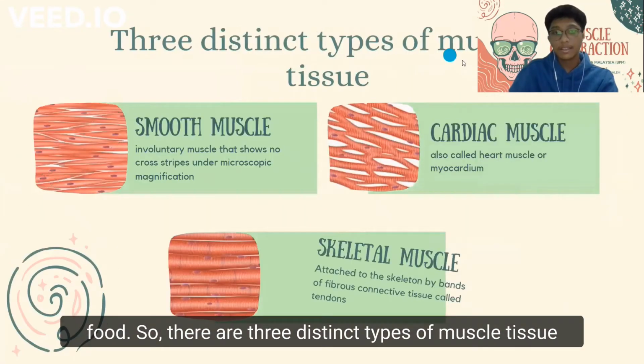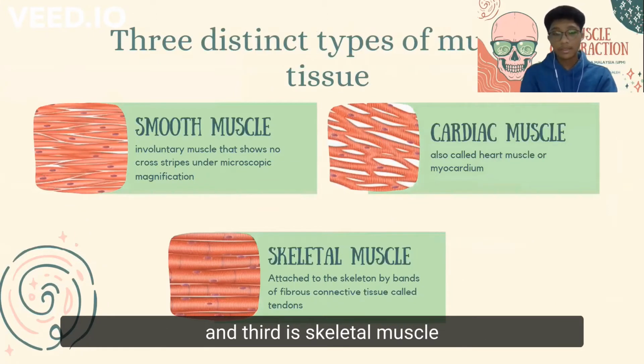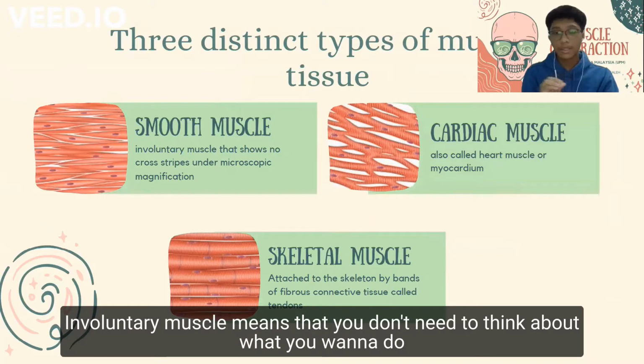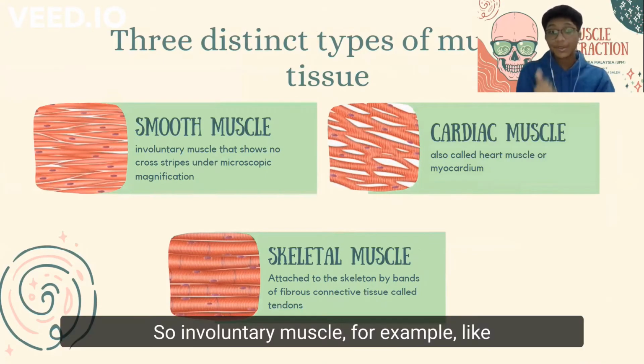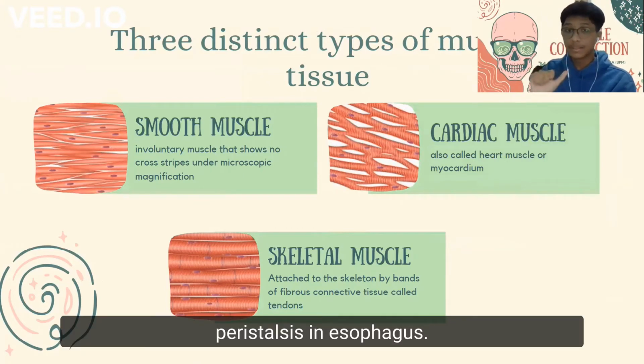So there are three distinct types of muscle tissue. First is smooth muscle, second is cardiac muscle, and third is skeletal muscle. Smooth muscle is involuntary muscle that shows no cross-striping under microscopic magnification. Involuntary muscle means you don't need to think about what you want to do, for example, peristalsis in the esophagus.